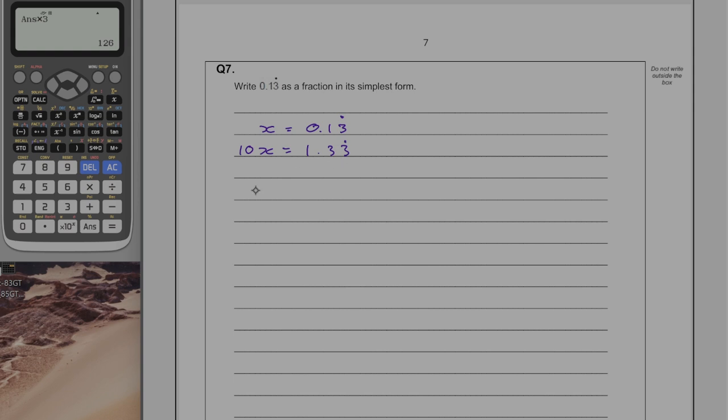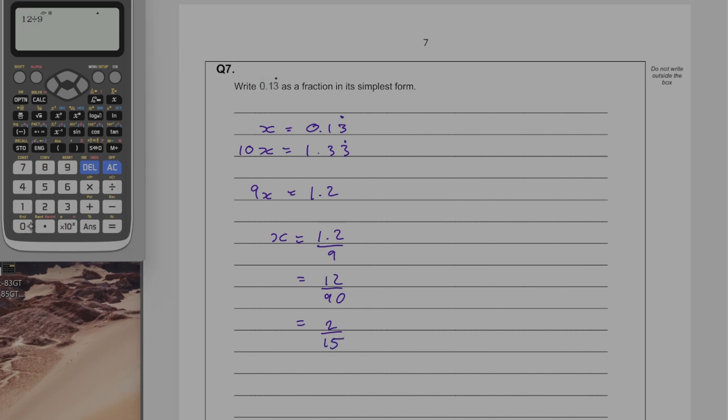I'm then going to say that 9x is found by doing the top one minus the bottom one, so 1.2, which means that x is equal to 1.2 over 9, which is the same as 12 over 90. Then I'm going to cancel that down. 6 will go into them both. 6 will go twice into 12, and 15 times into 90. Just double check that though. Yeah, 2 over 15.